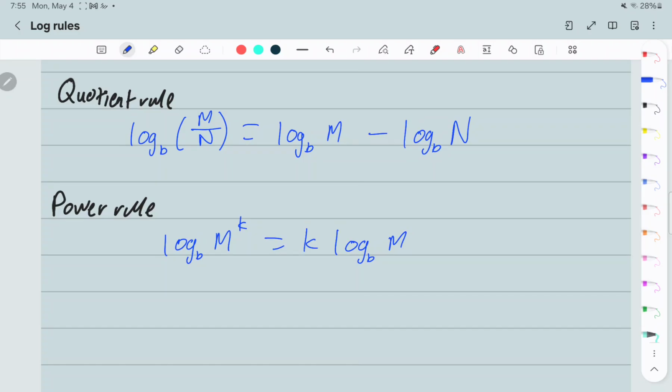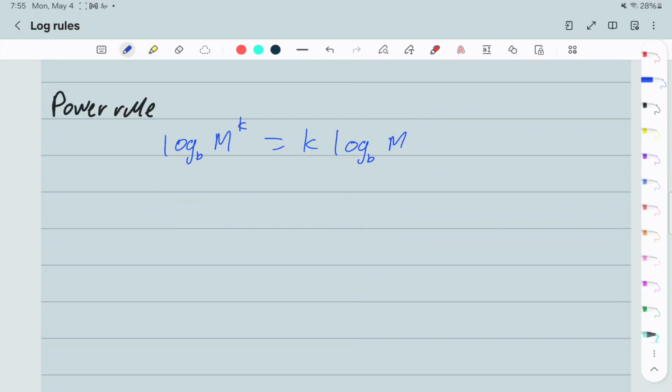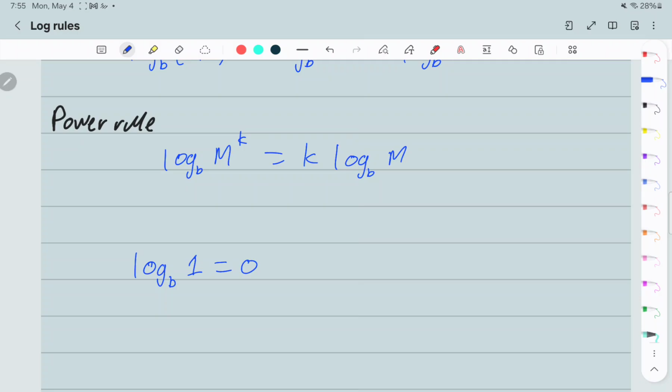Going further, we need to remember a few things which are not laws, but actual rules that logs follow. One being that log with any base b and the argument 1 is equal to 0, regardless of whatever b is. Similarly, if the base and the argument are the same, like b and b, then it's going to be 1. The same goes for log 2 of 2, or anything else, as long as the argument and the base are the same.